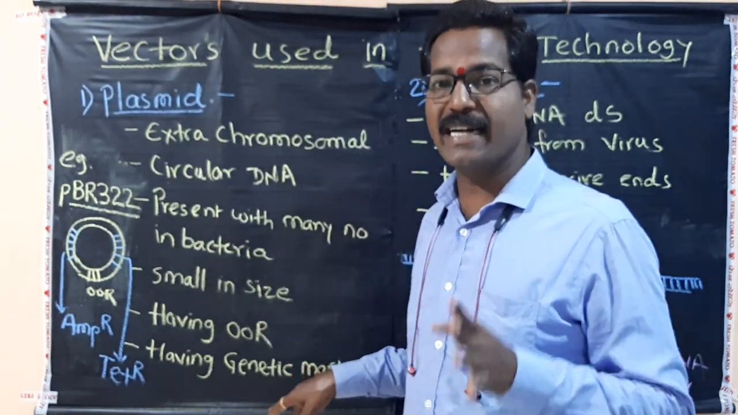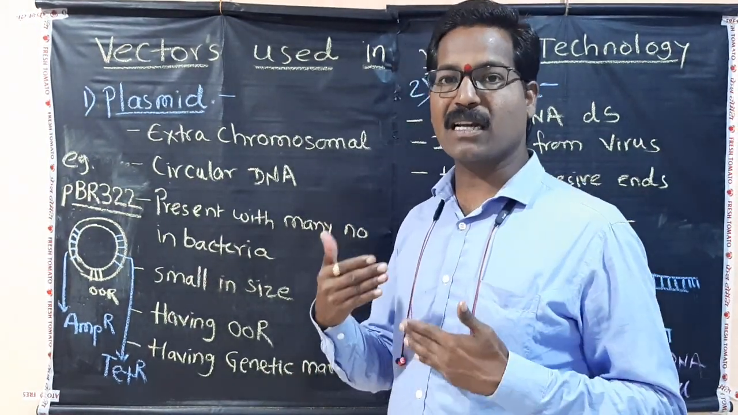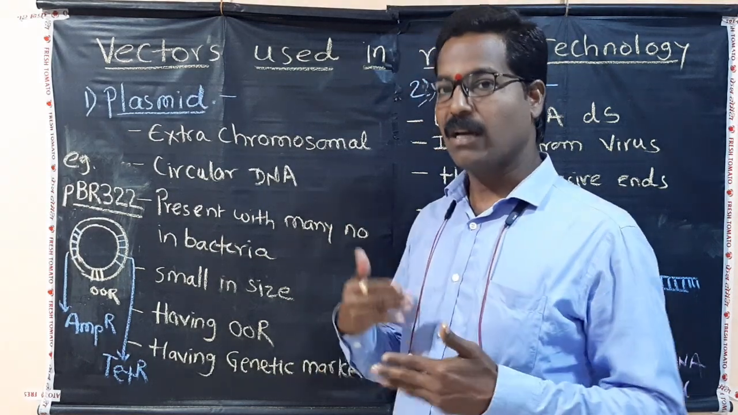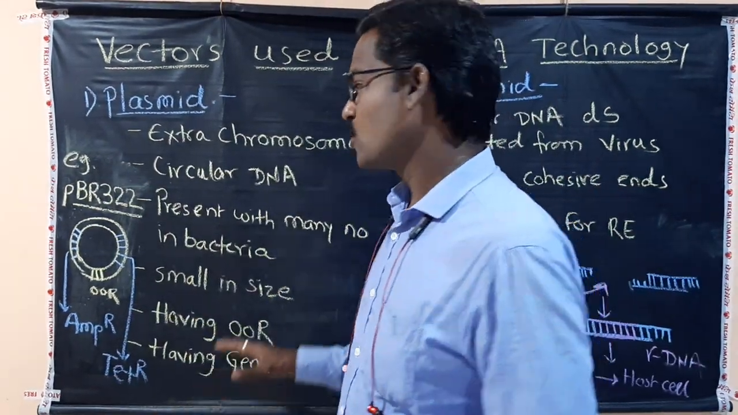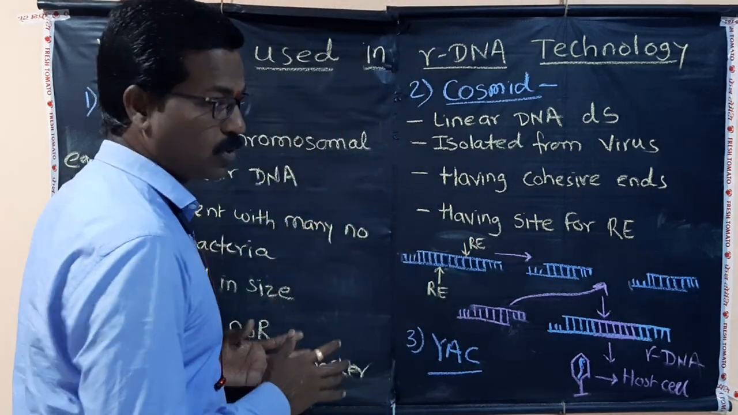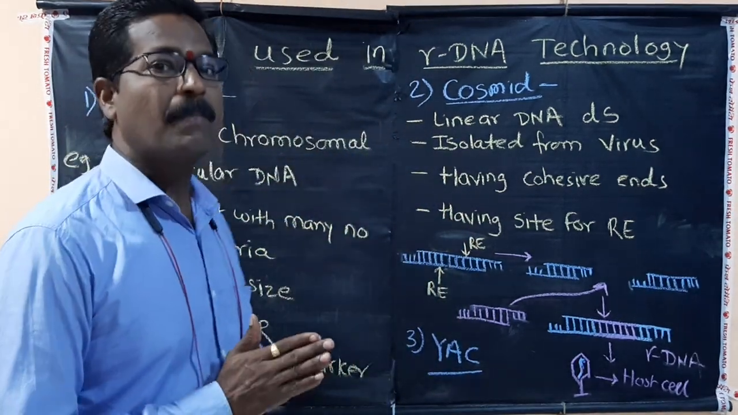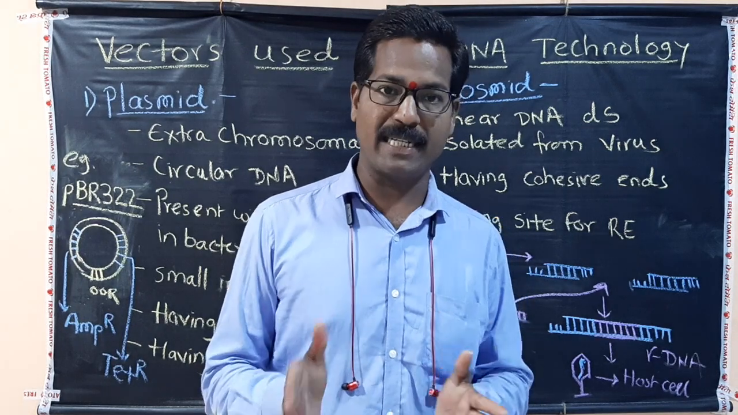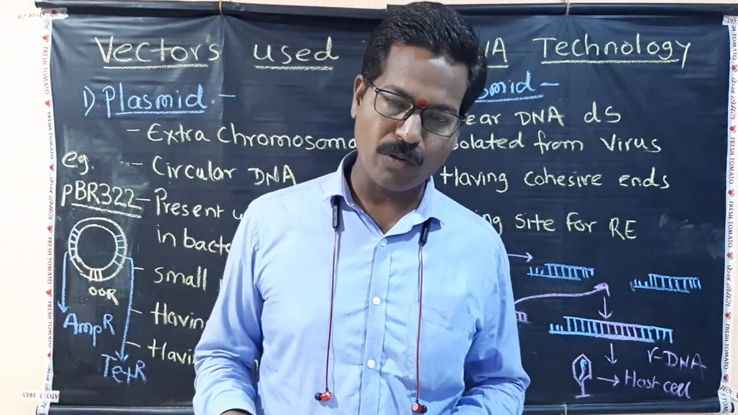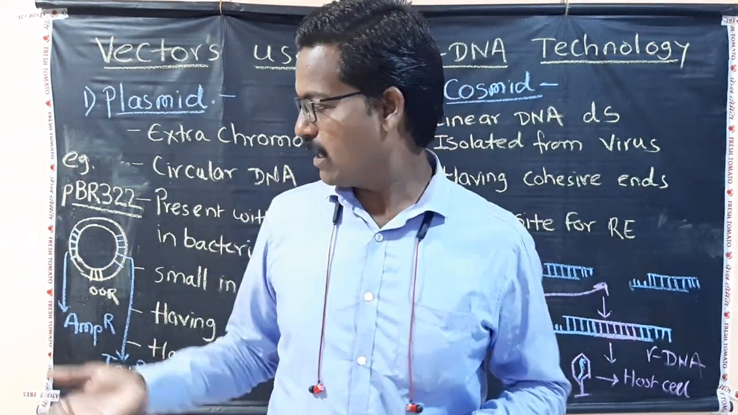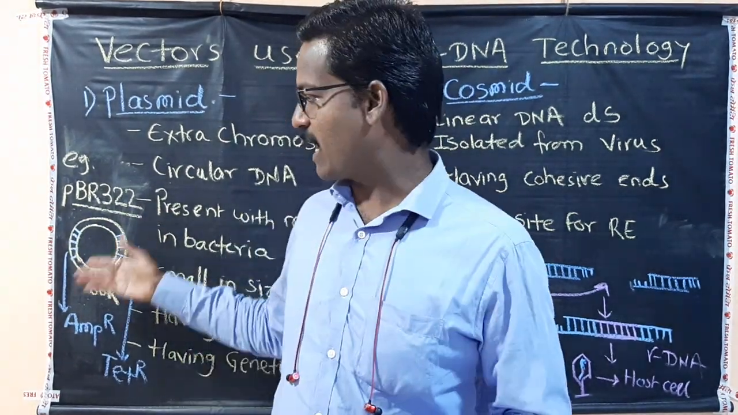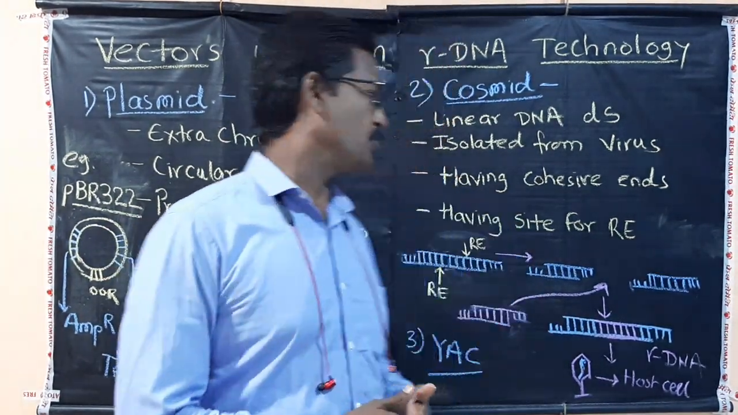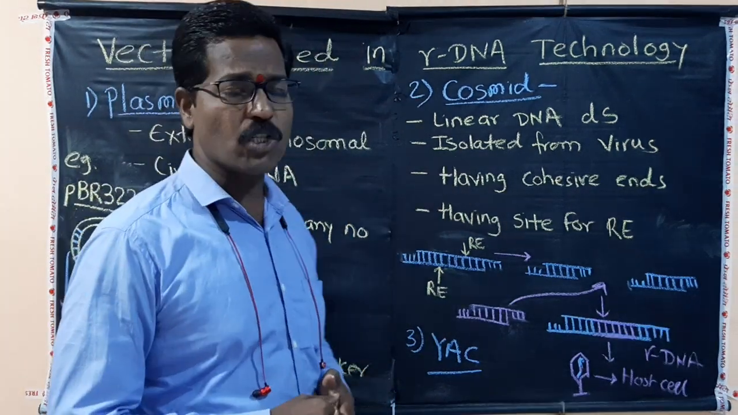Now why is it called a genetic marker? Where the genetic marker is actually required, we'll see in the next video. Please understand here, it has two genes. So this is a commonly used plasmid. Plasmids are used when the host cell is bacteria. Obviously, plasmid is isolated from bacteria, so if the host cell is bacteria, then plasmid pBR322 is used. Okay, second is the cosmid vector.